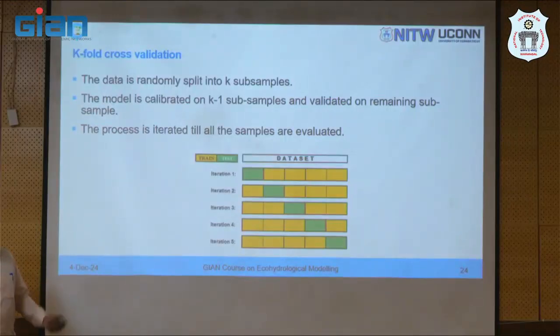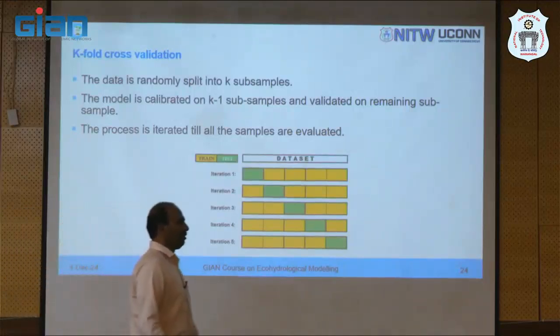Let's say you divide them into 5 subsets. You use 4 subsets for training the model and 1 subset for testing the model, or 4 subsets for calibration and 1 subset for validation. You make sure that all the subsets are used at least once for validation, while the remaining are used for calibration. Now among this, there are different ways of choosing.